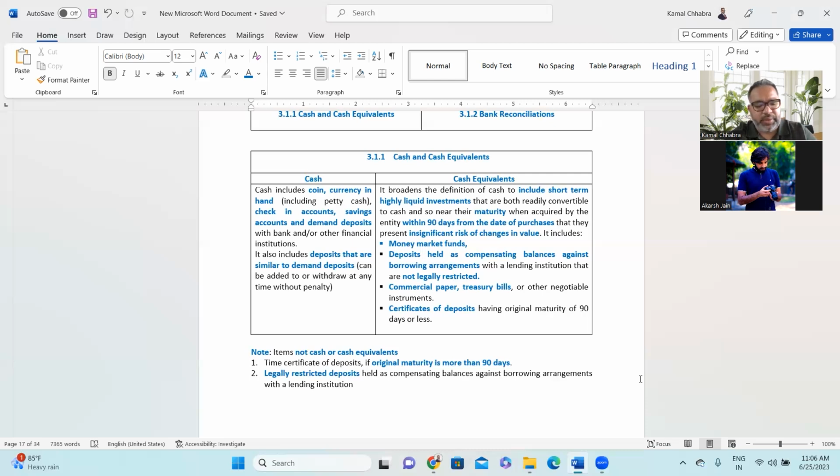In the financial statement, when you are reporting cash and cash equivalent, all these items need to be clubbed together to present in the balance sheet, right? Make sense? Very simple.